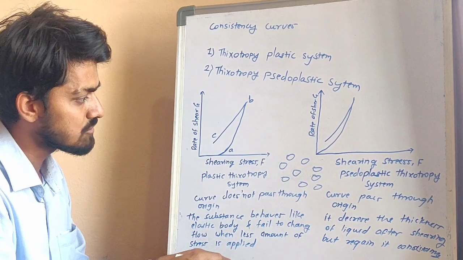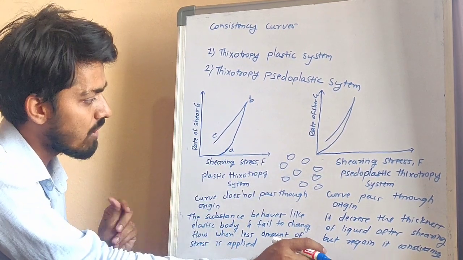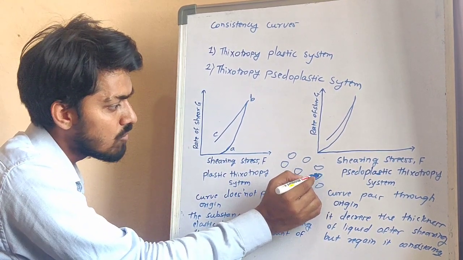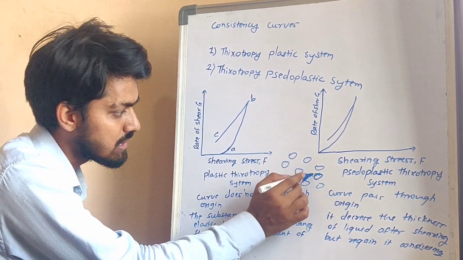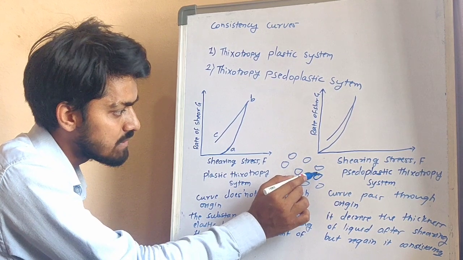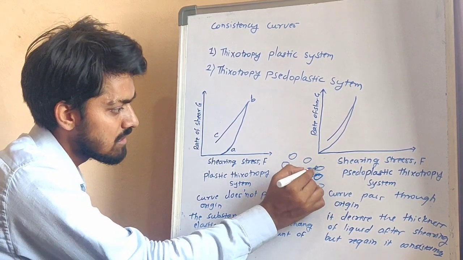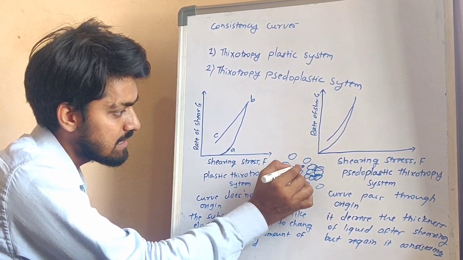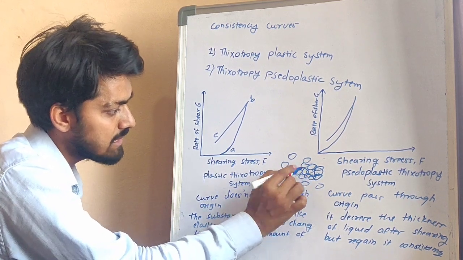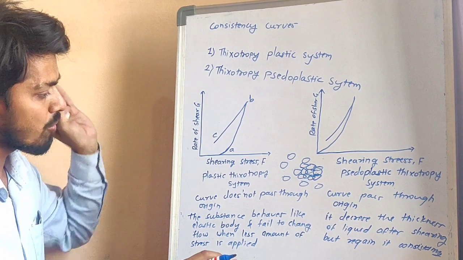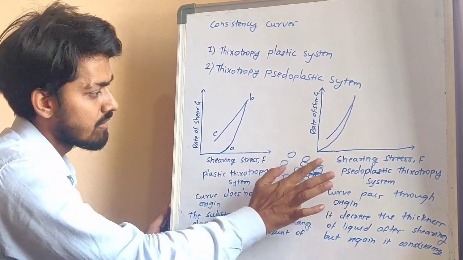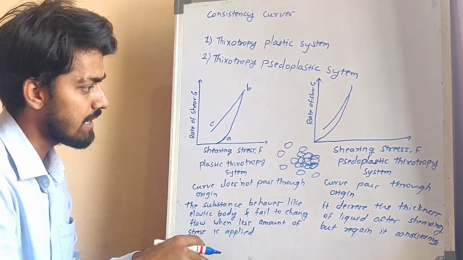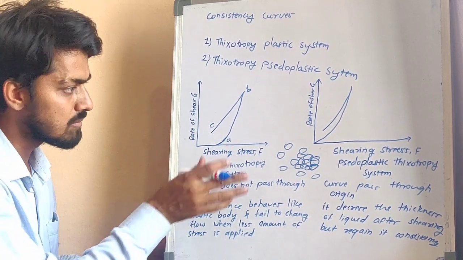But if we keep that sheared liquid for a while, what will happen? Because of Brownian motion, the particles move throughout our solution. Whenever they come near each other, they start bonding with each other, so they get their original consistency back. This is the mechanism of the thixotropic system. They get their original consistency whenever they are kept aside for a while, in both systems.